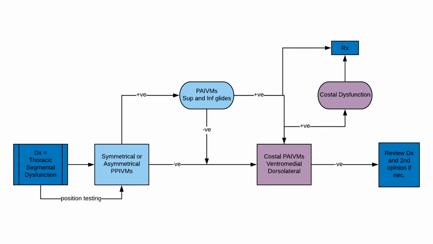You have to go by the signs and symptoms and the range of motion test and all the other tests that go along with this to make that diagnosis. Once the diagnosis is made, you then use a biomechanical examination to refine and localize it. So we start off with either symmetrical or asymmetrical PPIVMs. The asymmetrical PPIVMs can be taken from position testing followed by PPIVMs and PAIVMs, or they can be done in the form of combined movements where you're doing an asymmetrical type movement.